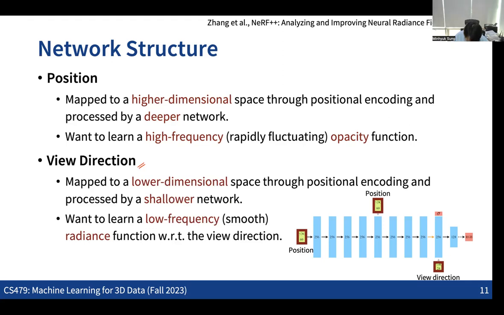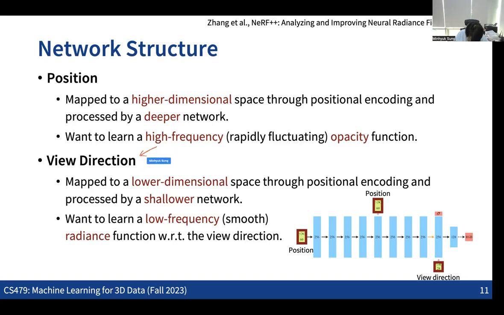Typically, if we just change the view direction for the object, we might also see some color changes, but it may not be the case that we're changing the color from, for example, yellow to pink, right? It might be a brighter yellow or a darker yellow, but not a change from yellow to red to pink. Which means that this might be a much smoother function. So the radiance might be a much smoother function with respect to the view direction.